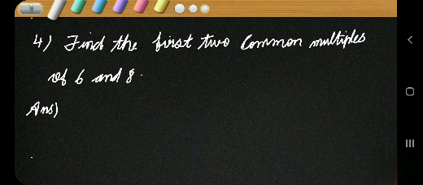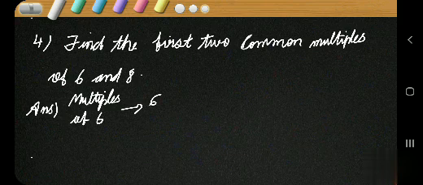Yes, first we have to write down the multiples of 6, isn't it? Then down we have to write down the multiples of 8. Let me write it like this because there won't be enough space otherwise. Okay, which are the multiples of 6?